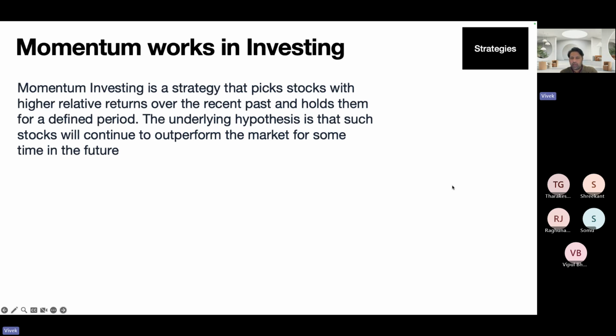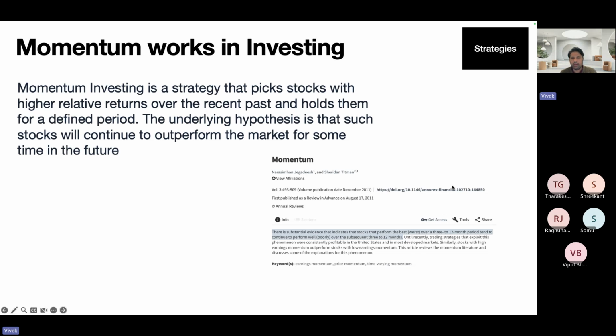People think, how can something which is so simple, where you just look up the past performance of stocks over a period of time and then predict that they will continue to do well. It has actually fascinated so many academic folks in this space that I think there are at least 15, 20 papers that have been done on momentum. The most interesting paper is actually from Jagdish and Titman. This paper was published in 2011.